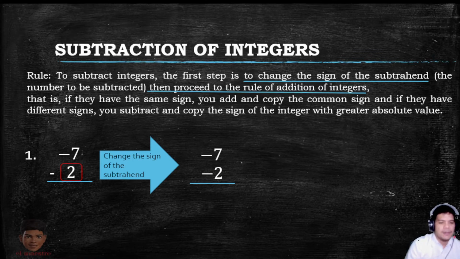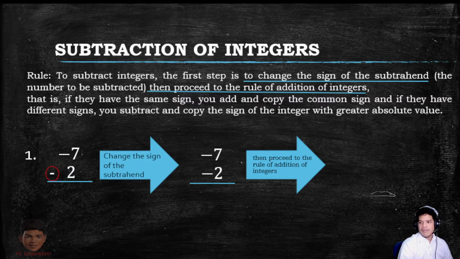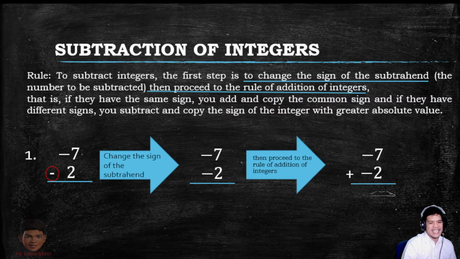Then, proceed to the rule of addition. Okay, you proceed to the rule of addition. Meaning, from minus, nakita nyo, from minus, gagawin natin siyang plus. Nakita nyo? So, from minus, nagiging plus na siya ngayon. Lagyan lang natin ng parenthesis class para mas hindi magdikit yung negative at yung plus sign. Okay? So, naging plus na siya from minus. Kasi we have to proceed to addition kasi, di ba?